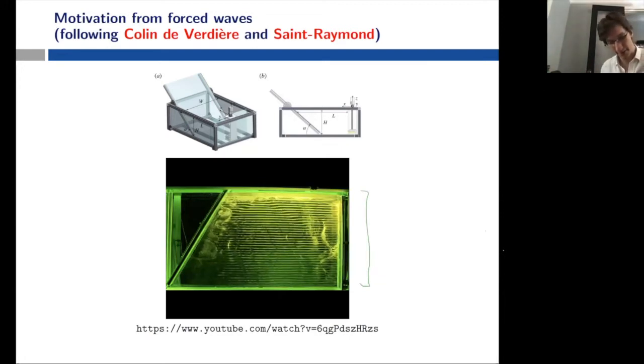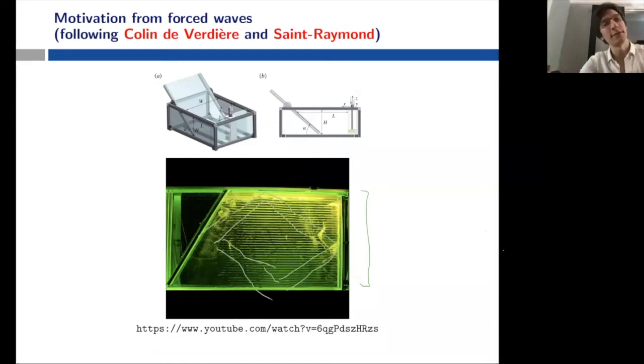And okay, it's a little bit choppy, but maybe you can see that there's some kind of internal wave here, right? I don't know, maybe you can see it, maybe you can't. If not, then there's a link to the video on YouTube.